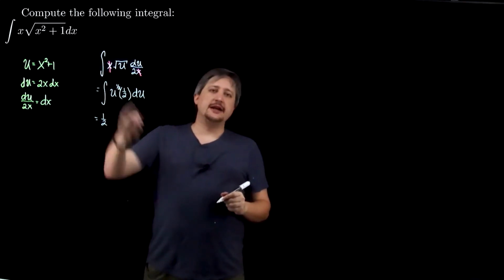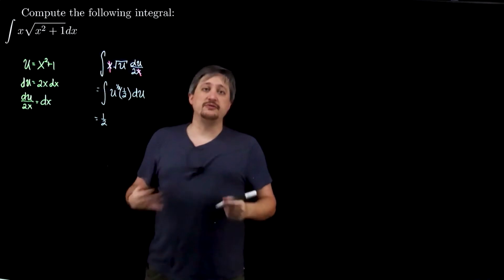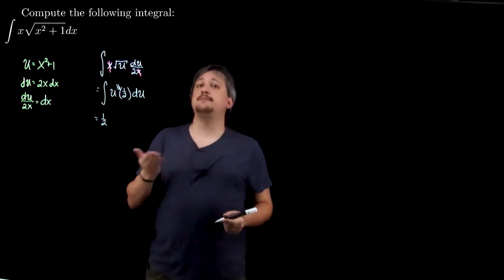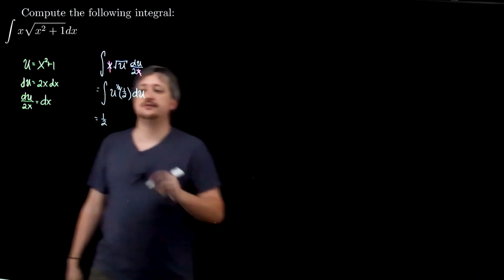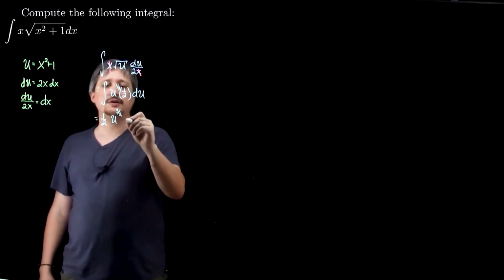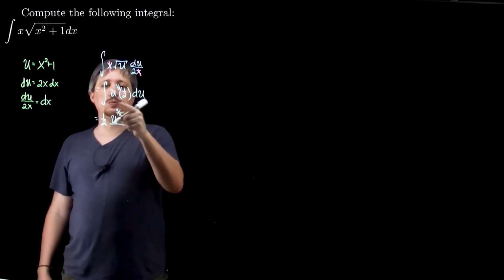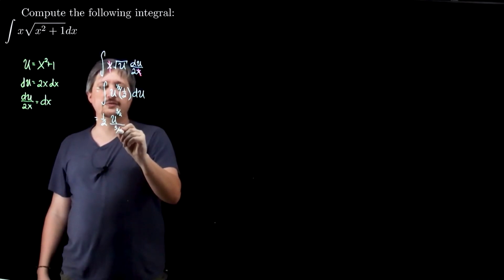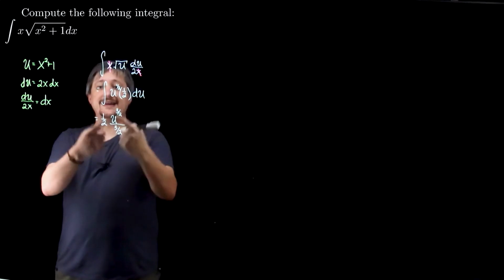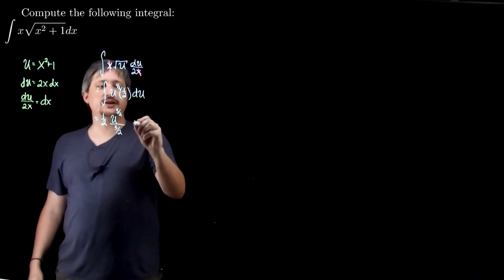But for this part, I need to know the antiderivative of u to the 1/2. So that's going to increase the power by 1, but then I have to divide by that new value. So I'm going to have u to the 3/2, because I'm going to add 1 to 1/2. But then I have to divide by whatever the power is, in this case 3/2. And then, again, this is an antiderivative, but I want all of them, so I'm going to have plus c.